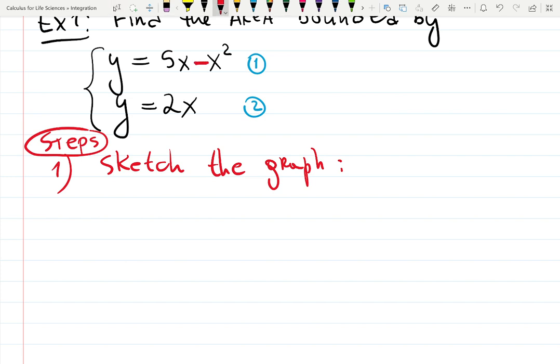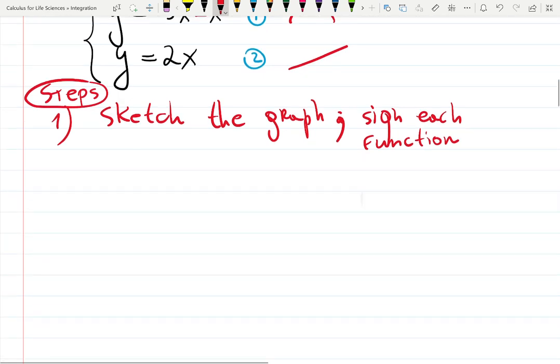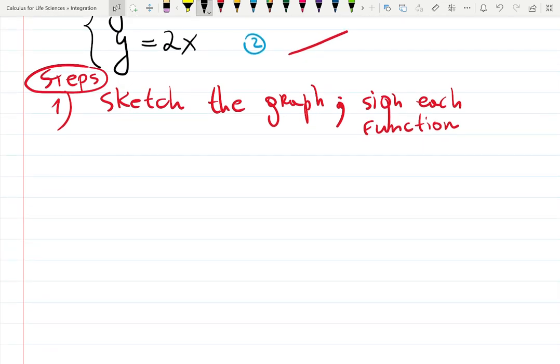The moment you see a minus in front of the x squared part, it means this is the parabola that looks sad. That means that one probably will be on the top, while this is a line, probably will be at the bottom. Sketch the graph, comma, sign each function. That will help you a lot. I keep forgetting doing that, but if you have 7 functions and you did not sign them right away, you will get confused later. So let's do that. I will help you to sketch, but you have to practice with this to get good at it.